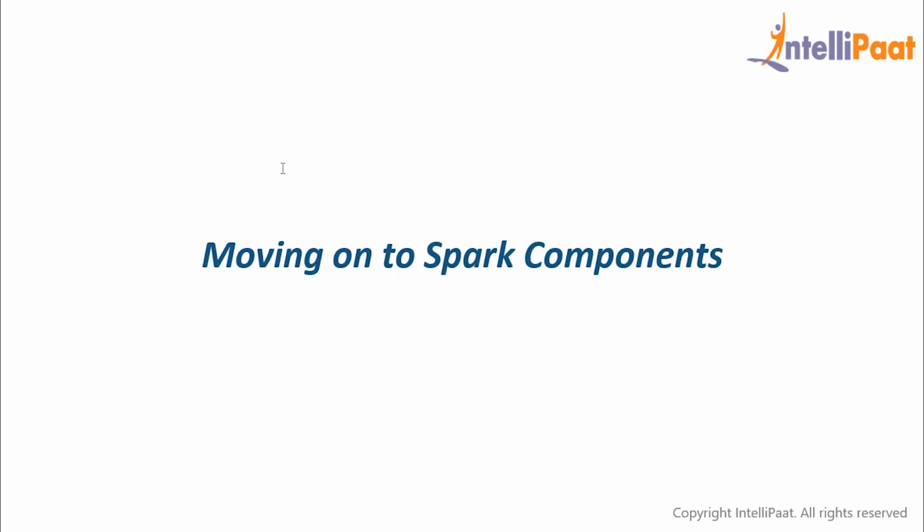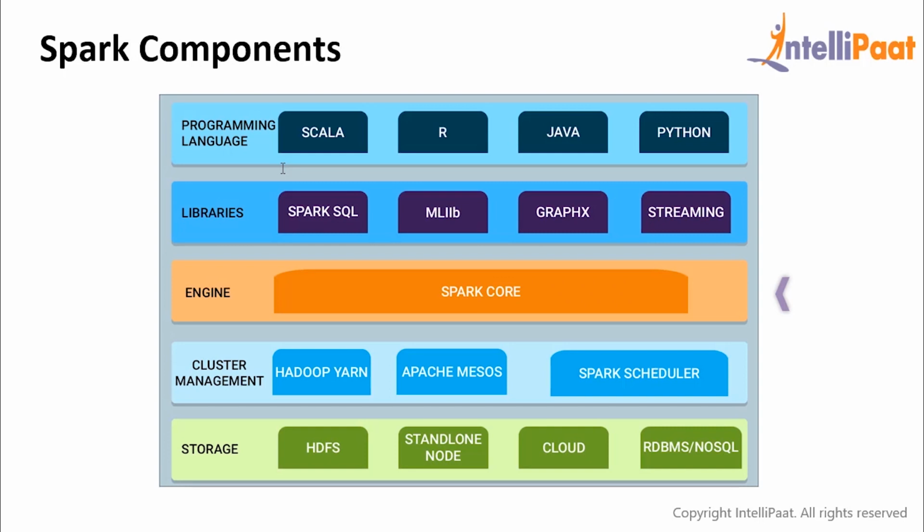Now let us understand the various components of the Spark ecosystem. So let me start with the Spark Core component, which is the most vital component of the Spark ecosystem. It is responsible for basic IO functions, scheduling, monitoring and so on. And the entire Spark ecosystem is built on top of it. So now you know how important it is.